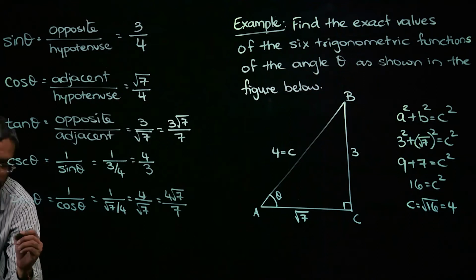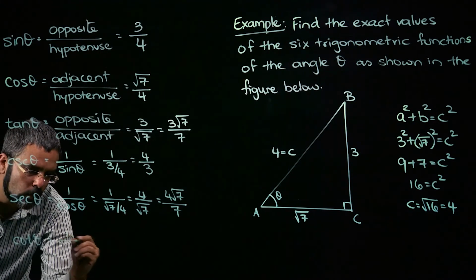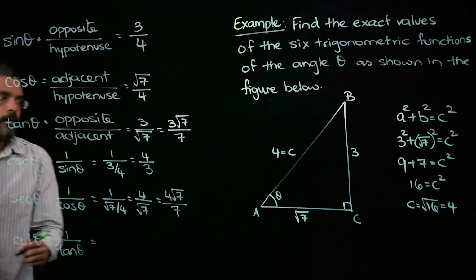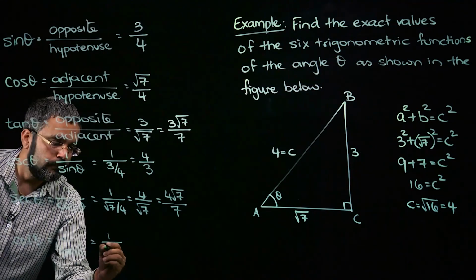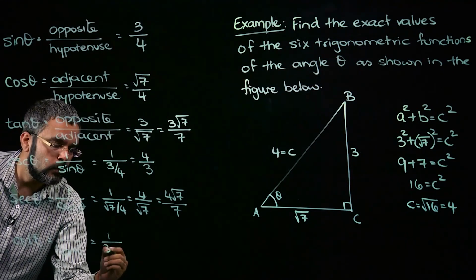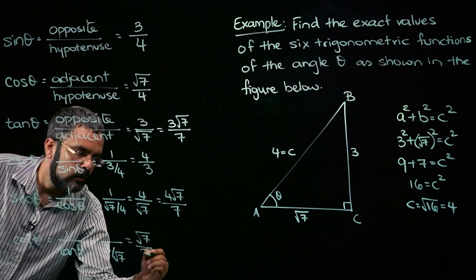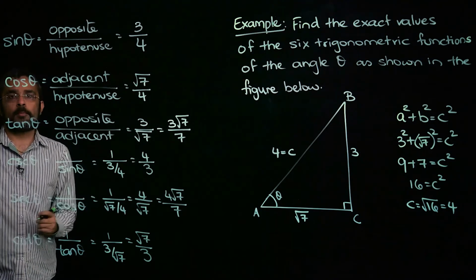And then finally, I have cotangent of theta, which is 1 over tan theta. And that is going to be 1 over 3 over root 7, which is root 7 over 3. So these are all the values of the six trigonometric functions for that particular triangle.